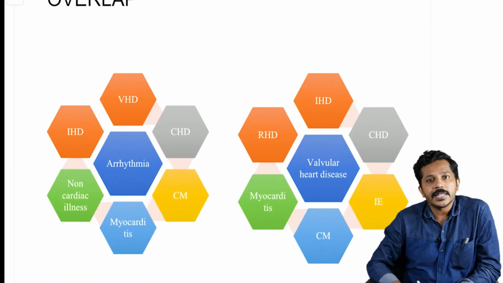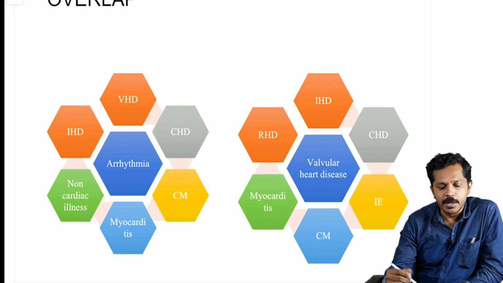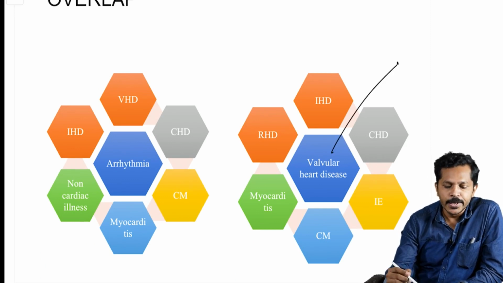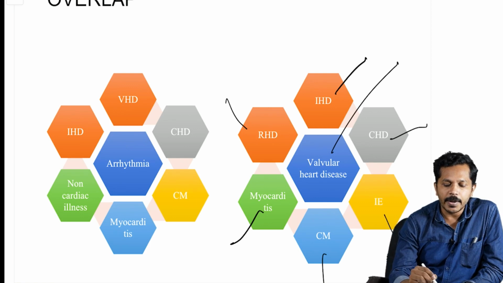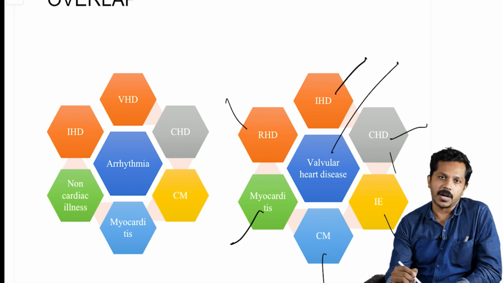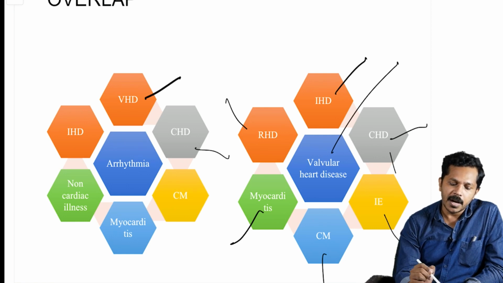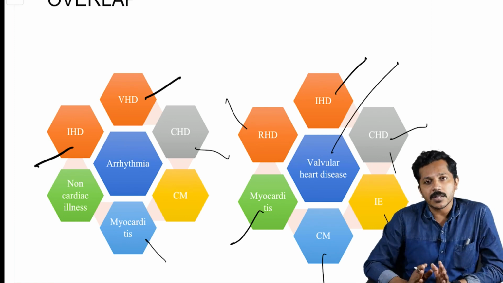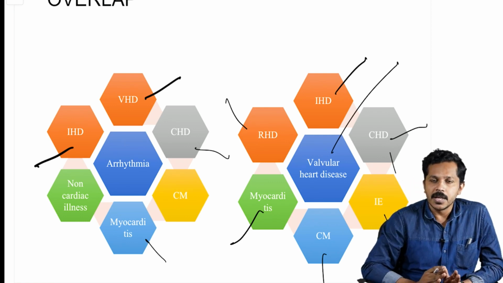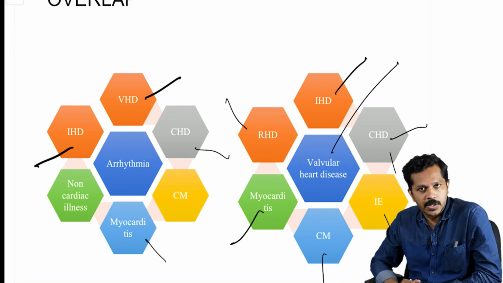This is the thing that I meant. You can see that a valvular heart disease may be caused by ischemic heart disease, congenital heart disease, infective endocarditis, cardiomyopathy, myocarditis or rheumatic heart disease. All these things can lead on to valvular heart disease. Similarly, an arrhythmia may be caused by valvular heart disease, congenital heart disease, myocarditis, ischemic heart disease, etc. So with numerous classes of cardiovascular system illness, one can lead on to another, and that may result in various symptoms of the cardiovascular system illness.